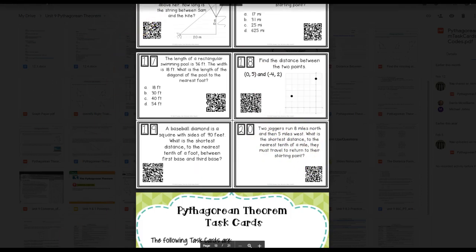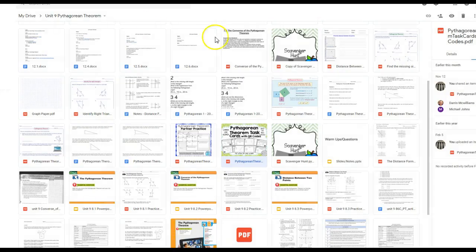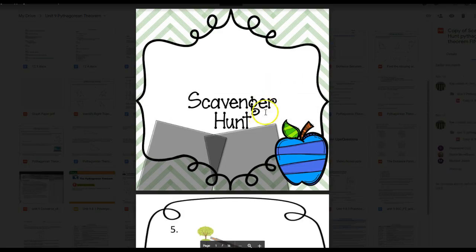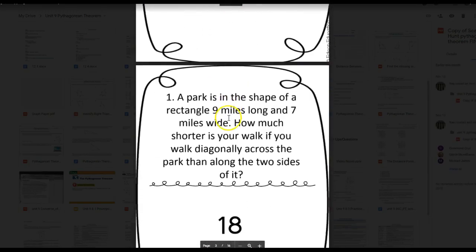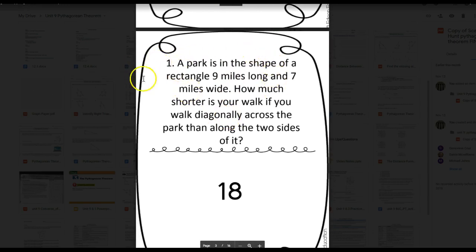Okay, now let's look at the scavenger hunt. And here we go. Let's just start at number 1. Let's just do them all in the same order. Don't worry about these answers. Let's just answer number 1.